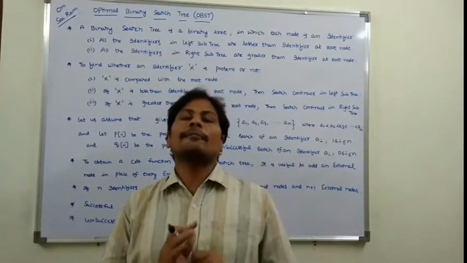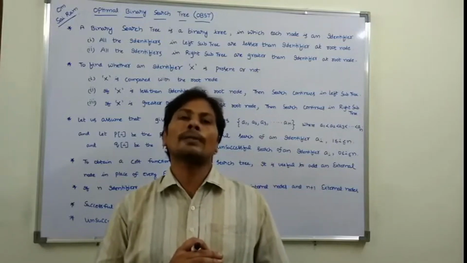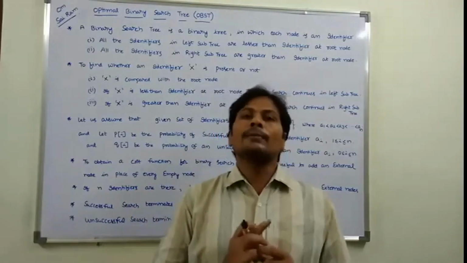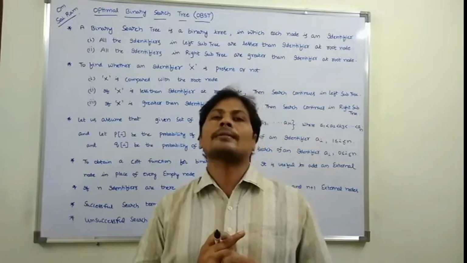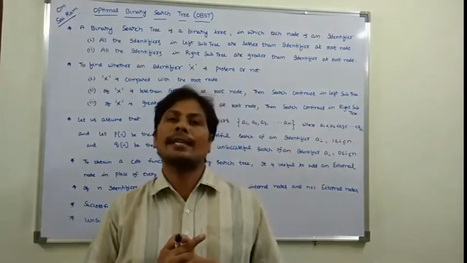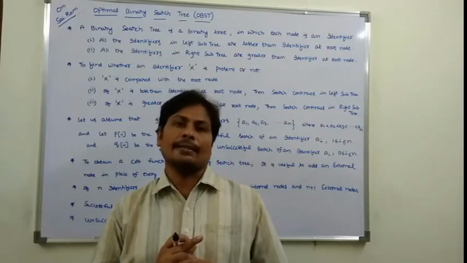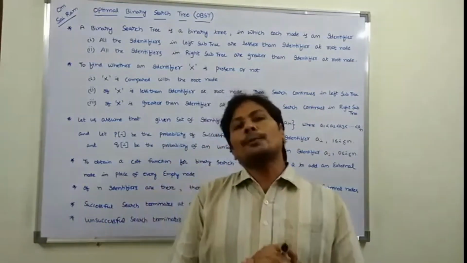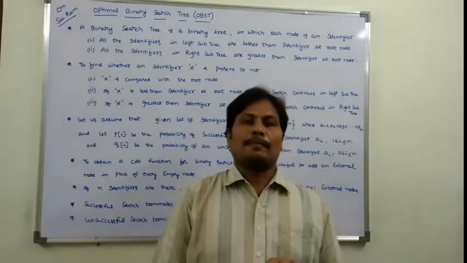For a given set of identifiers, we have to construct all possible binary search trees. Among them, the binary search tree that has optimal cost can be treated as the optimal binary search tree, that is OBST. So before going to OBST, first, what is a binary search tree?